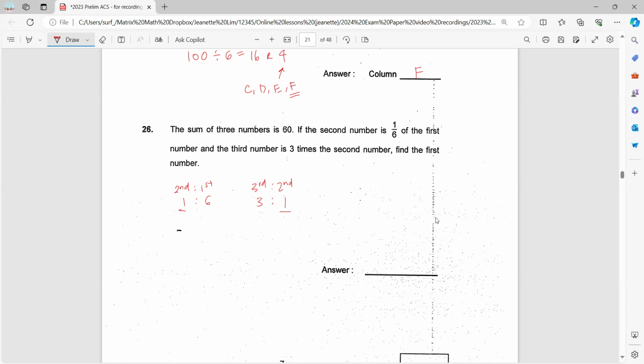So the sum is 60, so let's add them up. 1 unit for the second number, first number 6 units, and the third number is 3 units. This is 10 units. So 10U is 60, 1U is 6. Find the first number. First number is 6 units, so 6 times 6.